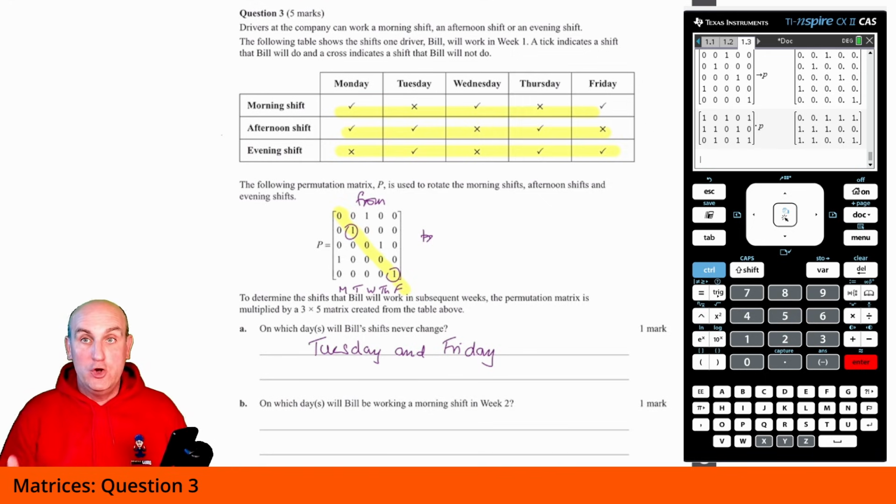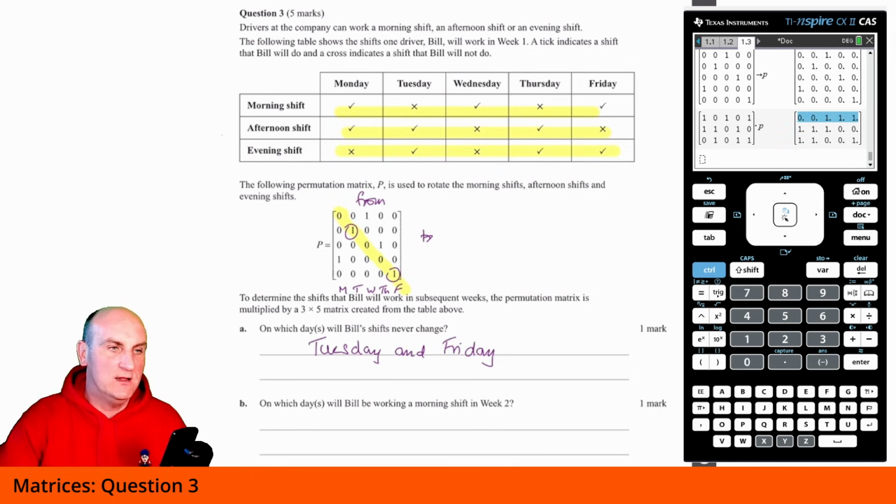And that gives me my new shift pattern. So on which day will Bill be working a morning shift in week 2? A morning shift is going to be this top one, which is going to give me Wednesday, Thursday, and Friday. That's going to be Wednesday, Thursday, and Friday. Ka-ching. Oh, a permutation matrix.